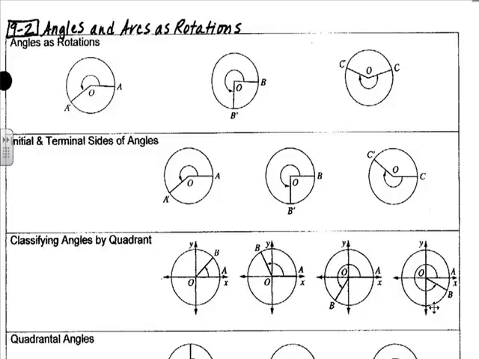Okay, here we go. 9-2, angles and arcs as rotations. Hopefully you have this template. I think it would be easier for us to have the conversation. It will happen faster with these nice pictures on the paper.